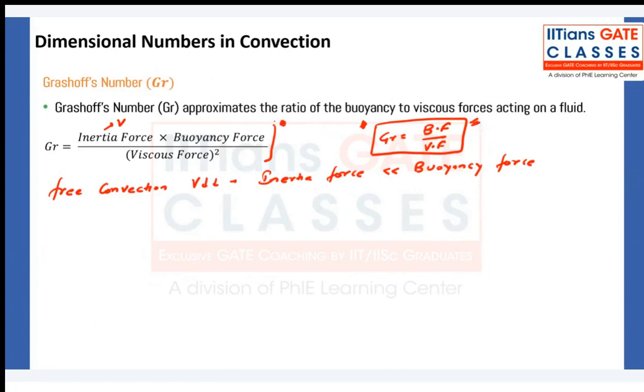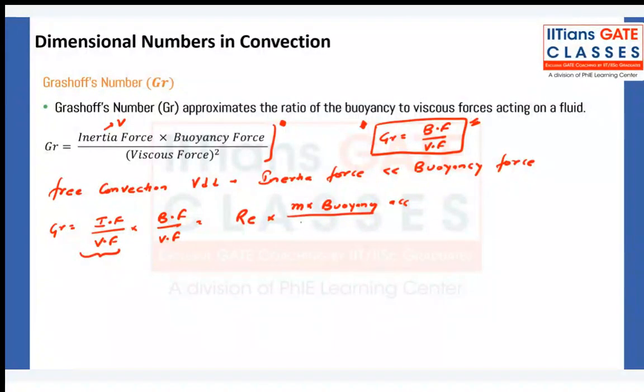Now Grashof's number is equal to inertia force upon viscous force into buoyancy force upon viscous force. Now this is what? This is Reynolds number. And buoyancy forces upon viscous forces. Now what is buoyancy force? Buoyancy force is mass into buoyancy acceleration. This is mass only, not m dot. And viscous forces, we already know, is shear stress into area.